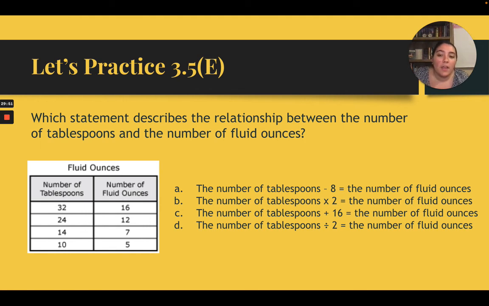Take a moment and check each of those rows. When you do 24 divided by 2, does that equal 12? 32 divided by 2, does that equal 16? So take a moment, pause the video, and I want you to double check those. Alright, now that you have finished that, and you have unpaused me, yes, it does work for each row, and we know that the rule here is the number of tablespoons divided by 2 equals the number of fluid ounces.